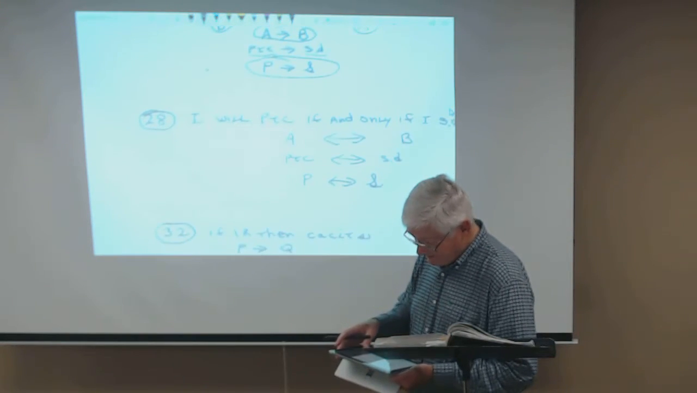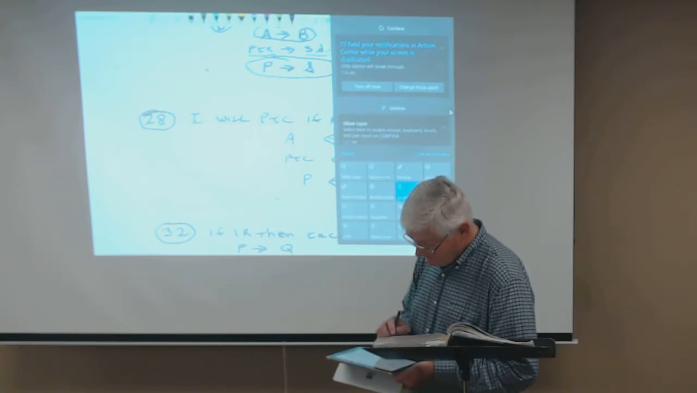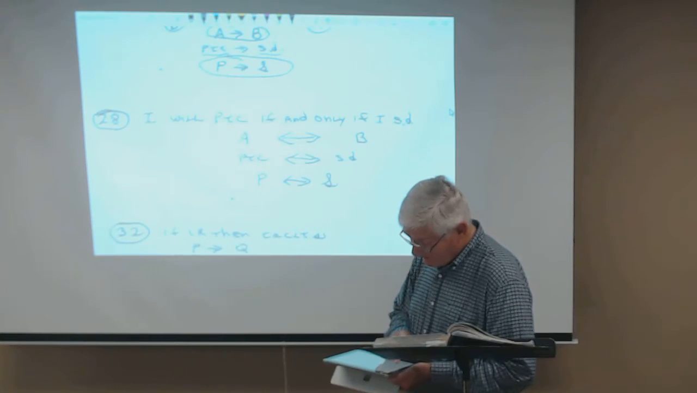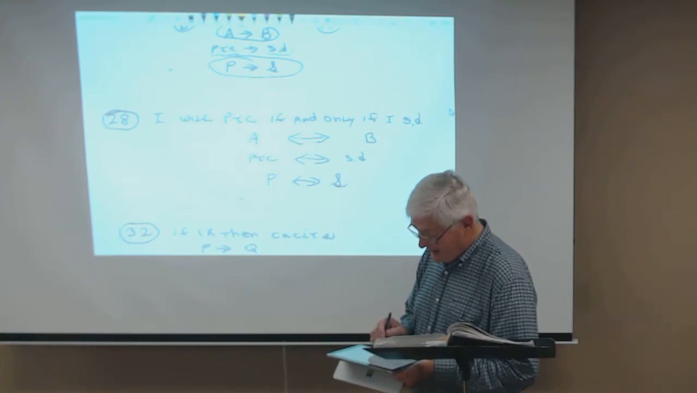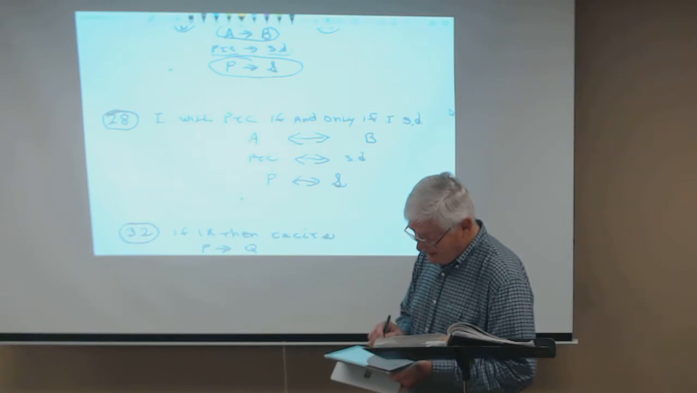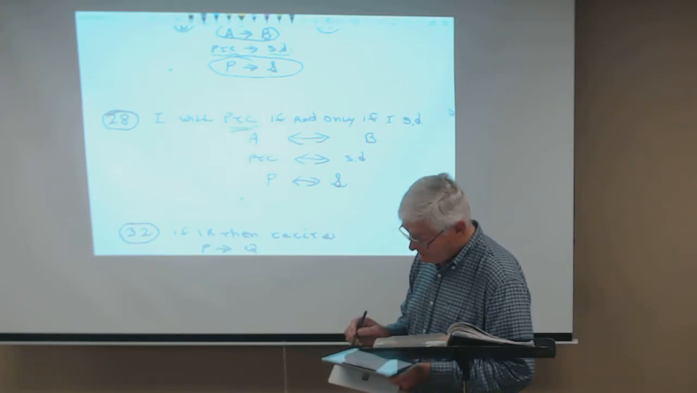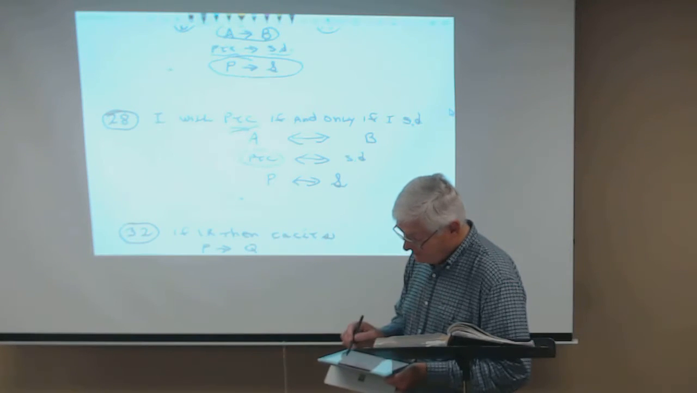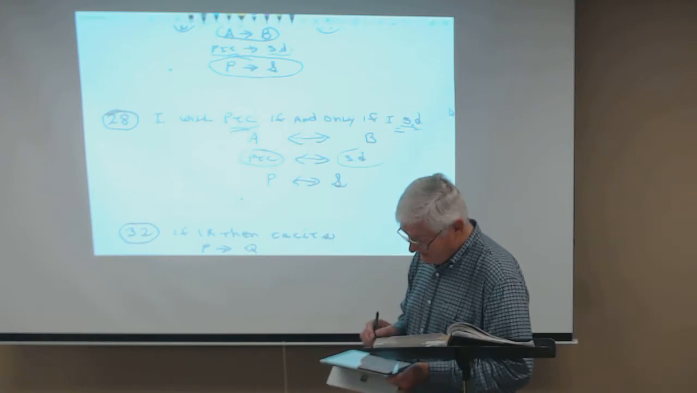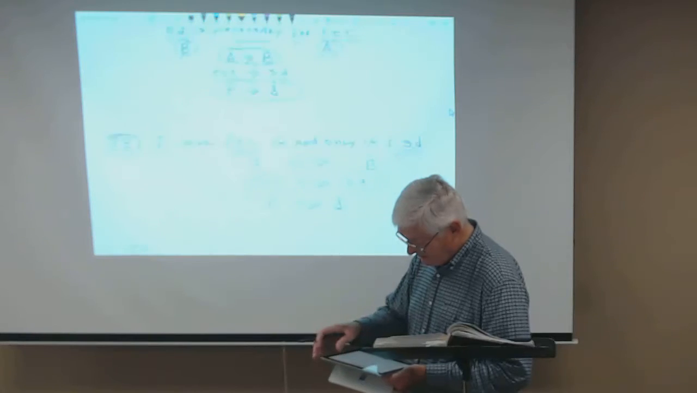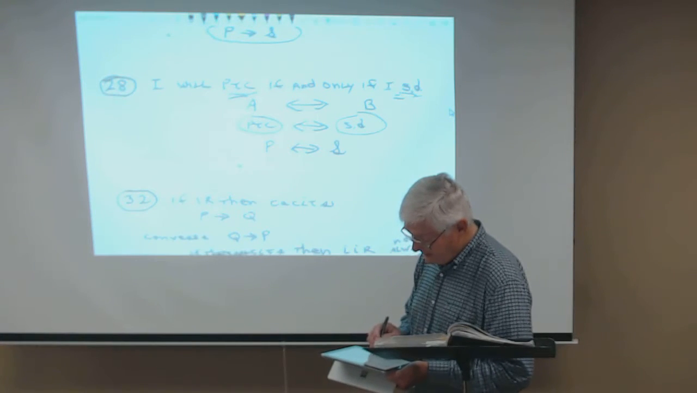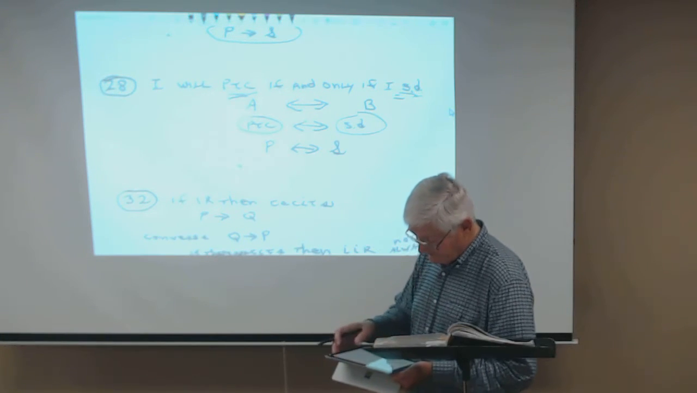Number 28. I will pass the course if and only if. Now that's A, if and only if B. So what happens? A is passing the course. B is studying daily. And what is passing the course? P. So I come down here and put if P, if and only if S.